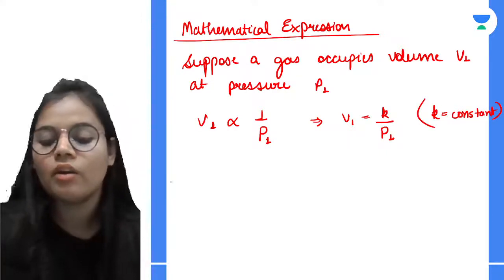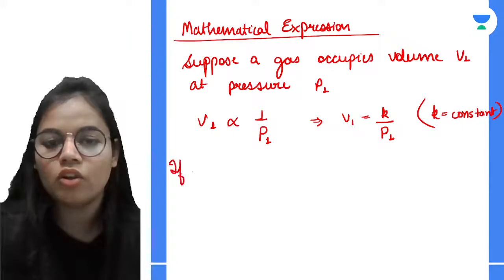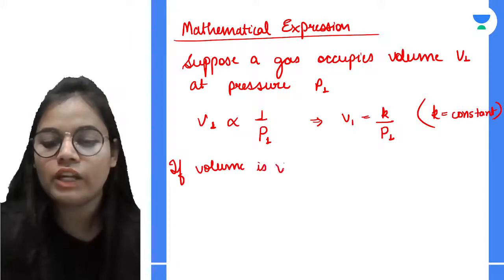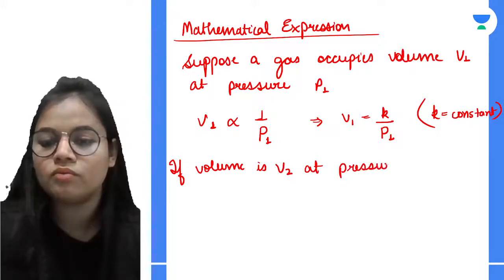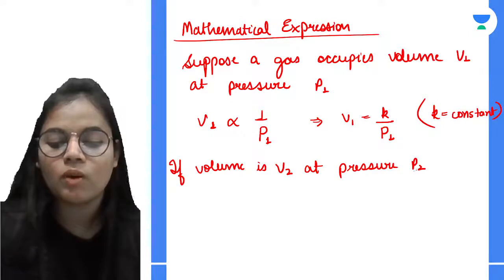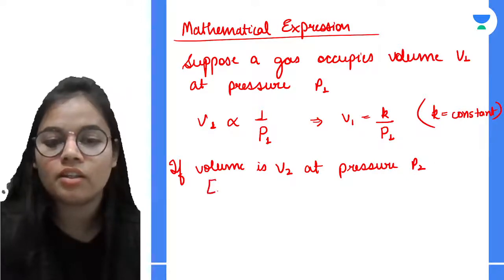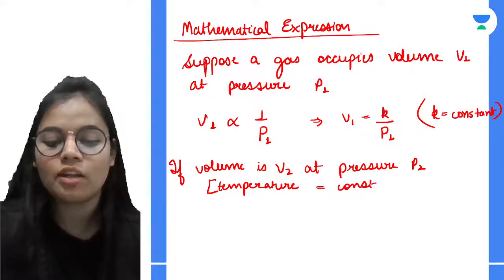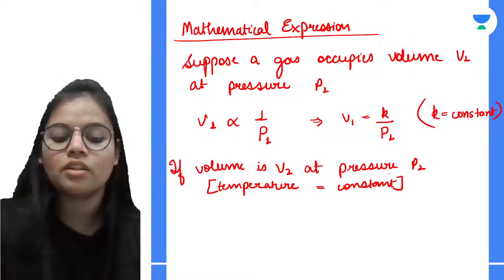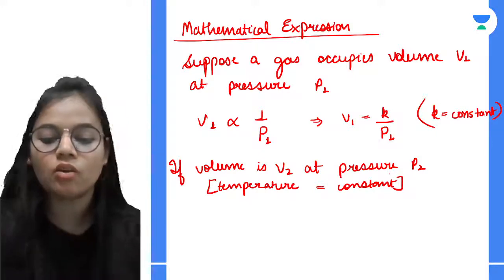Correct. Now, if I change the volume, if volume is V2 at pressure P2, what's the condition? The temperature is constant. So that is a very important statement. The temperature needs to be constant over here.